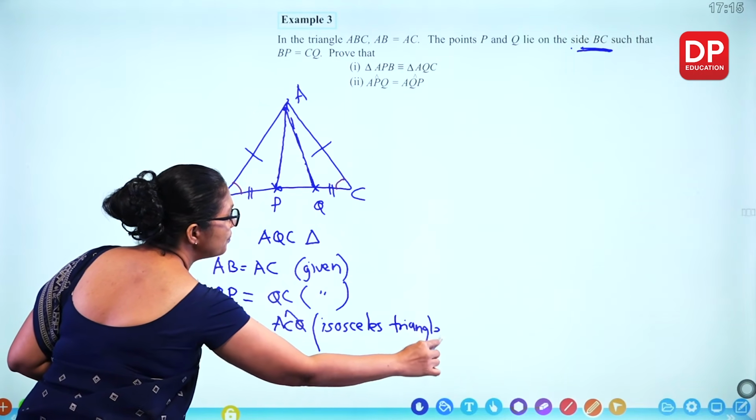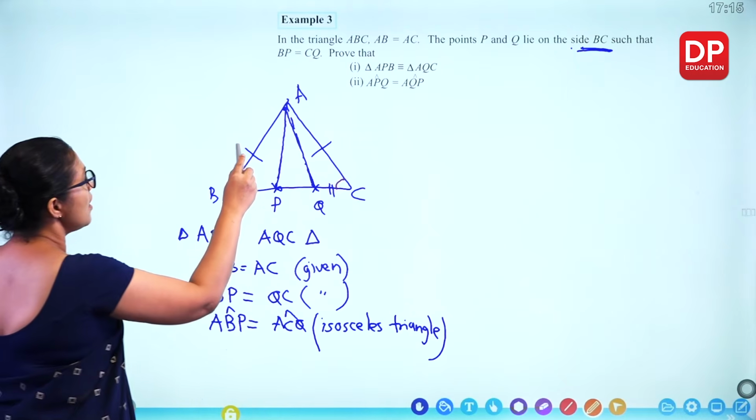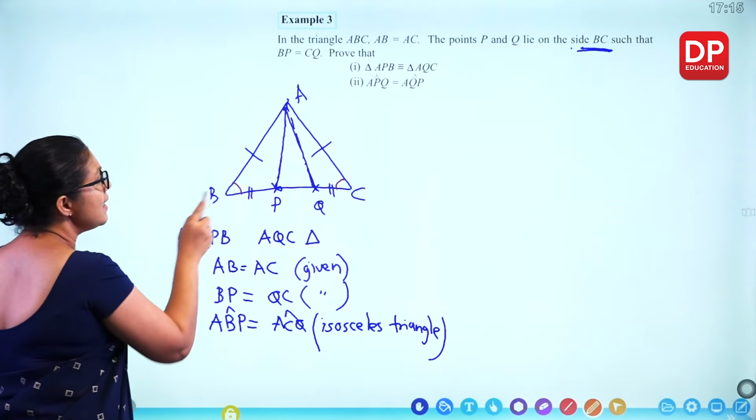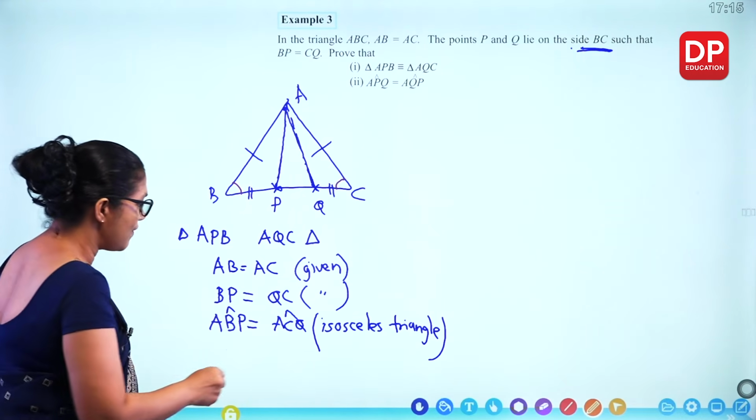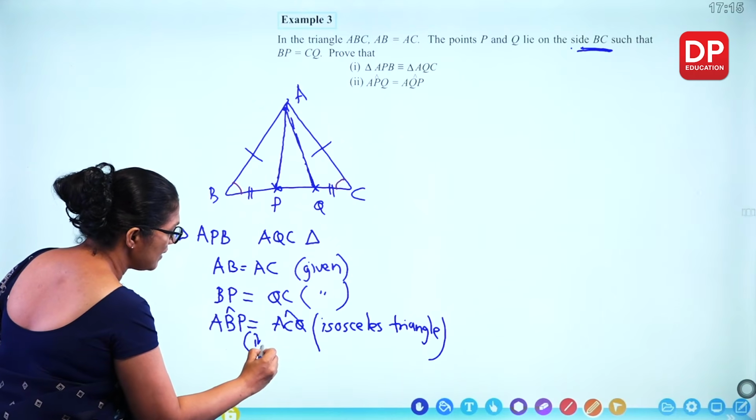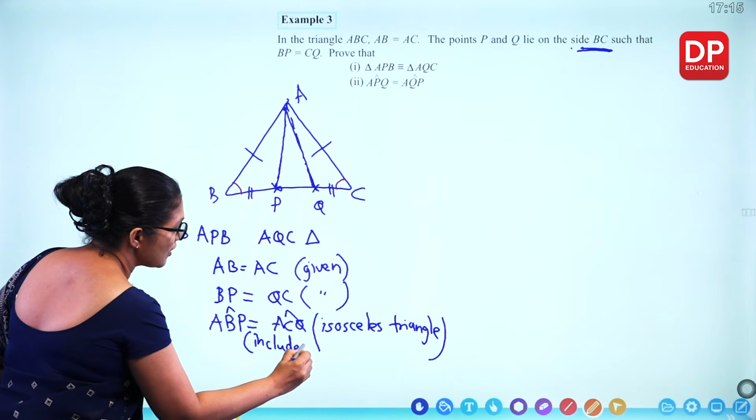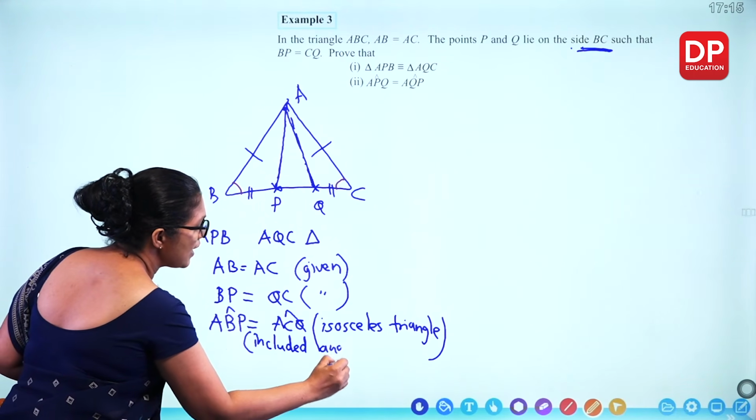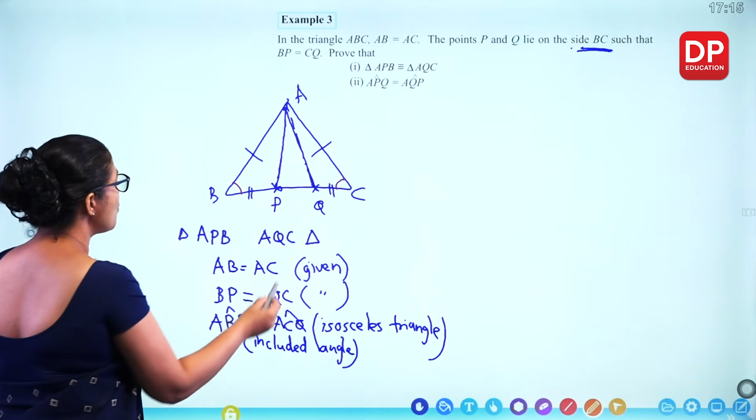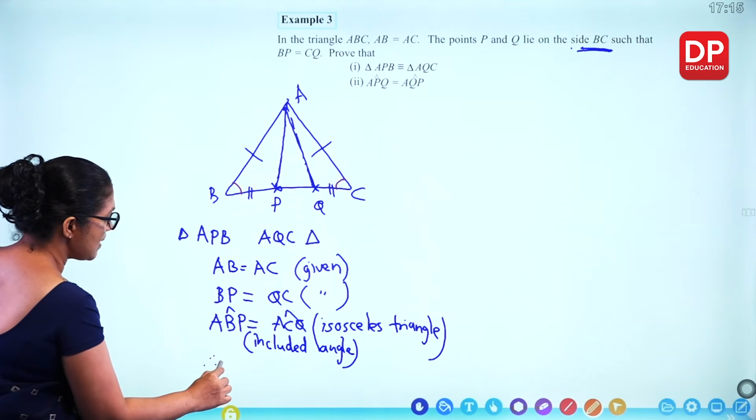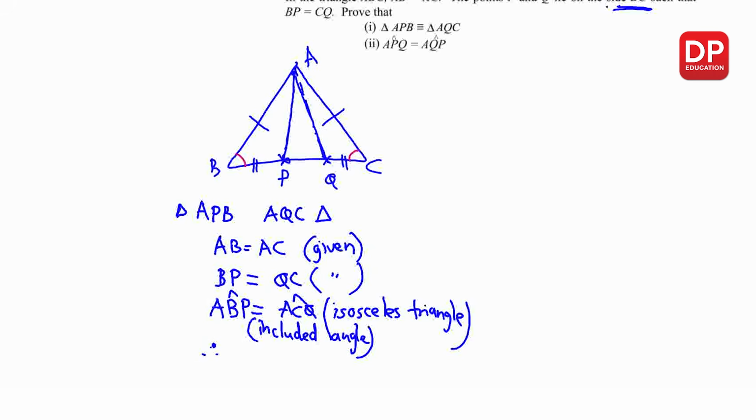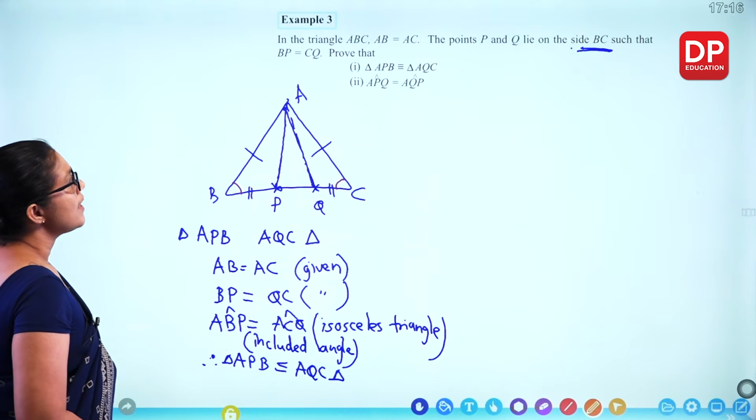Now we know two lengths and the included angle are given. So this is an included angle. So what can you say? We can say these two triangles are congruent. So therefore, triangle APB is congruent to triangle AQC. Now that's the first part.